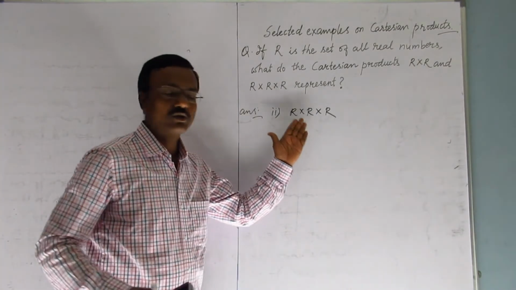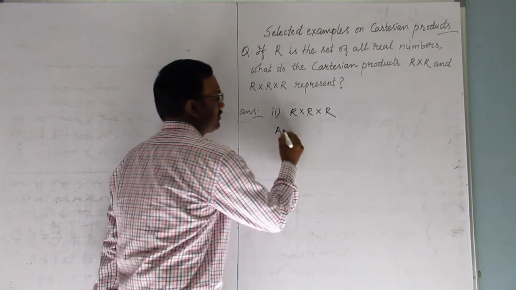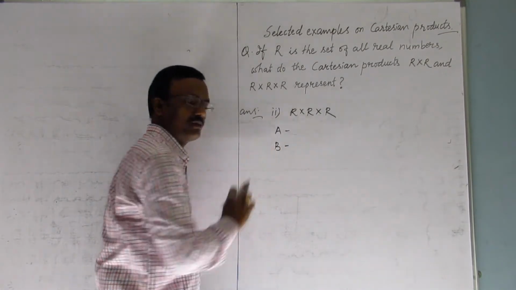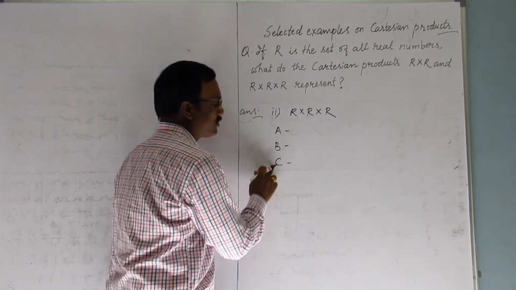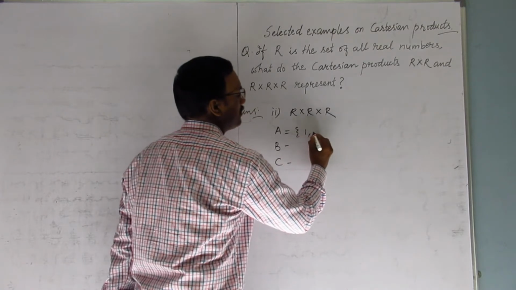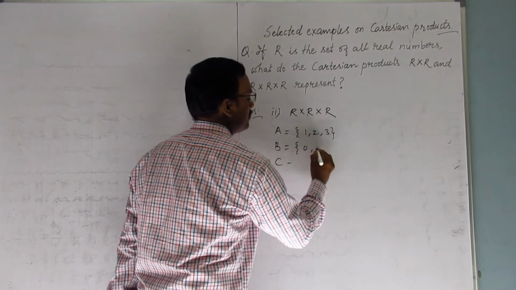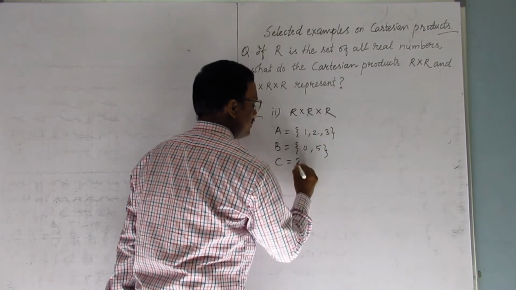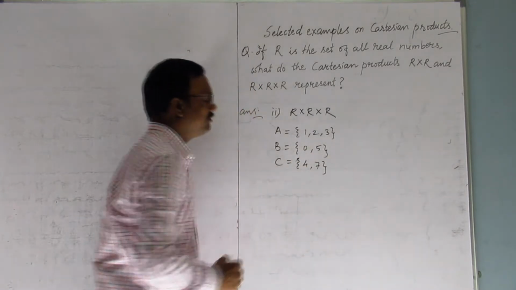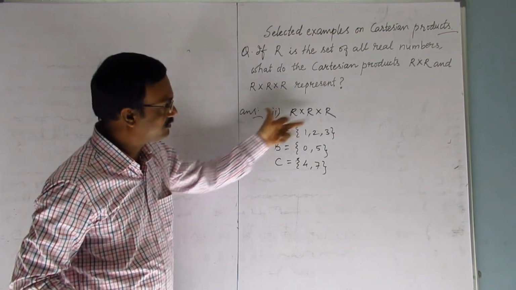Now the next one is R cross R cross R. That means the first set A, whatever it may be, has to be chosen from R. Another one, B, is to be chosen from R. Another one, C, is to be chosen from R, meaning sets upon real numbers. Suppose A is 1, 2, 3, B is 0, 5, and C is 4 and 7. If these are the sets, A is chosen from real numbers R, B is also from R, and C is also from R.